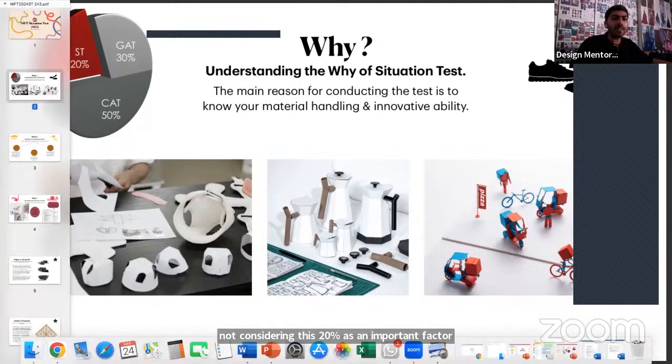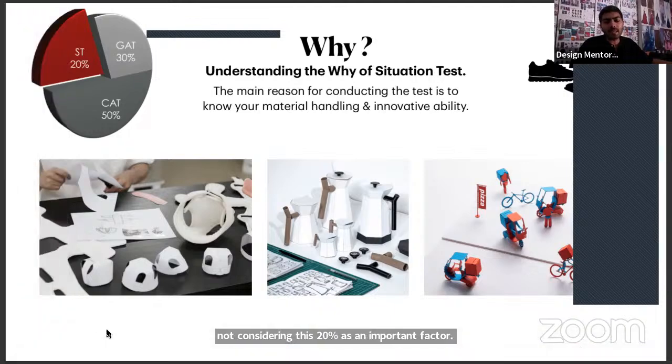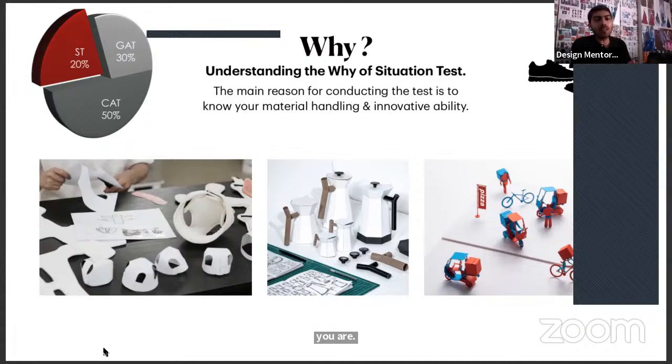The main reason for conducting the test is to know your material handling and innovative ability. The reason behind this is that post your entrance, while you are in design college, in the next 4 to 5 years, and also in the industry, you're going to deal with materials. So to understand your approach towards the material, they conduct a small test where they will see how creatively you use material in a particular situation. That's why it is termed the situation test, right? Moving on to the next.